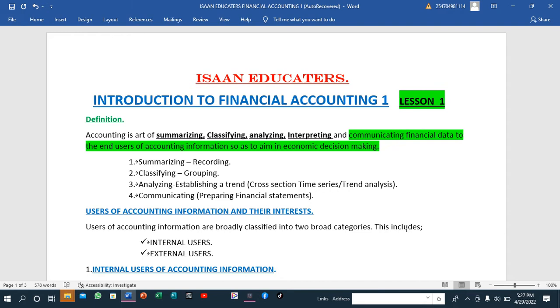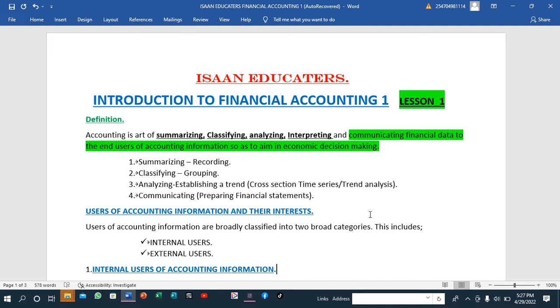So we are going to deal with different units, and part of the unit is Financial Accounting 1. In this lesson, you are going to deal with Financial Accounting 1. We are going to start from chapter 1, that is the introduction bit. We're also going to deal with the other chapters up to the last chapter. So I'm going direct to the point in this lesson.